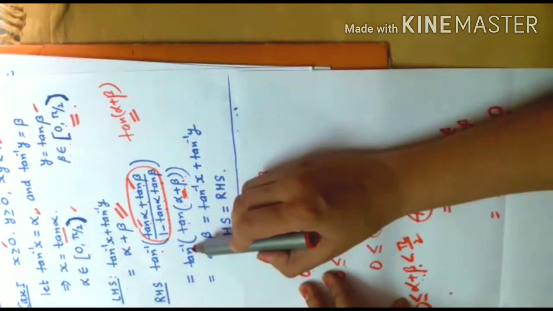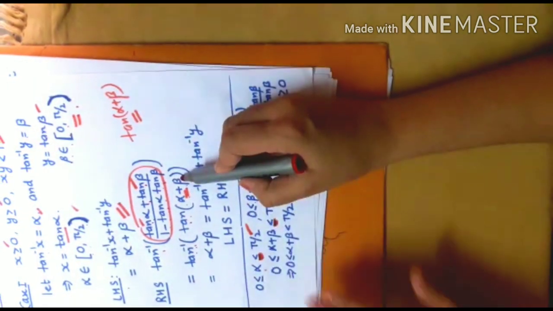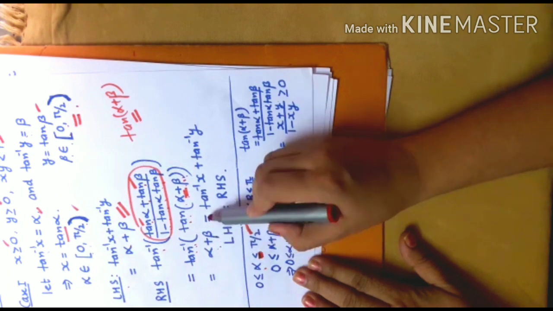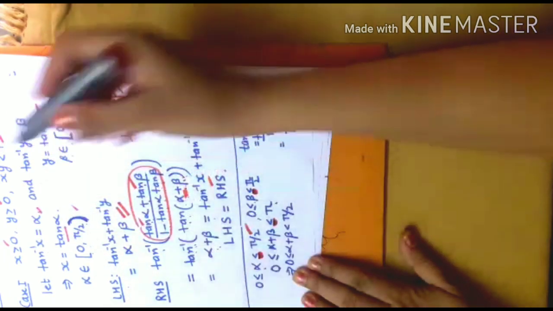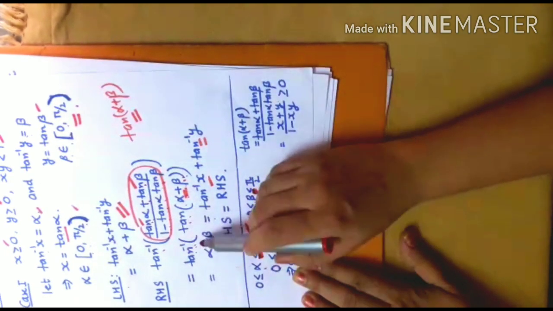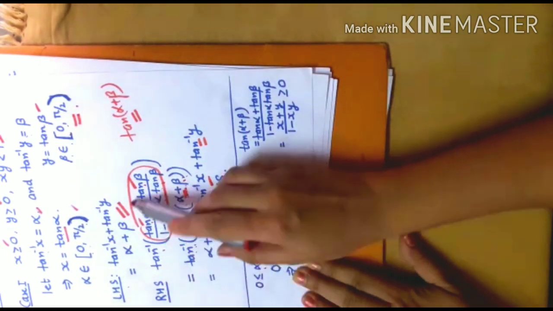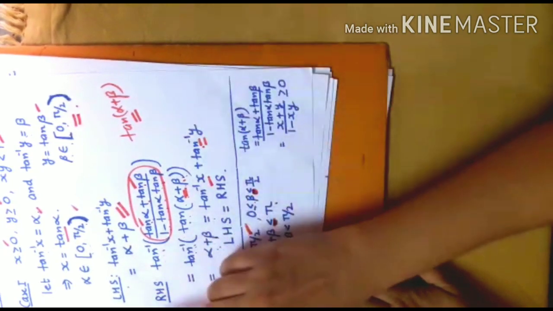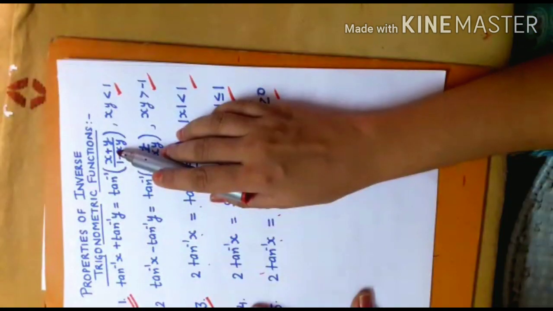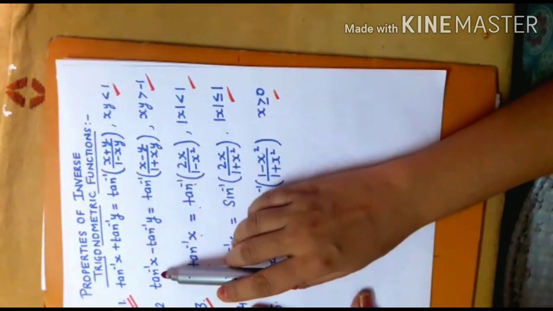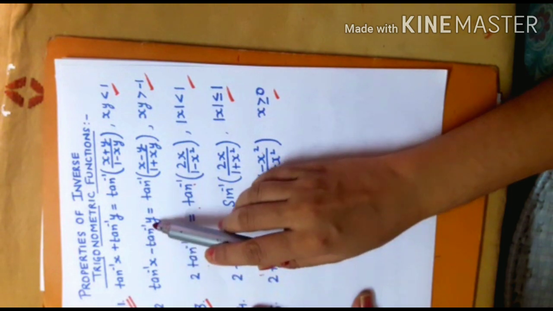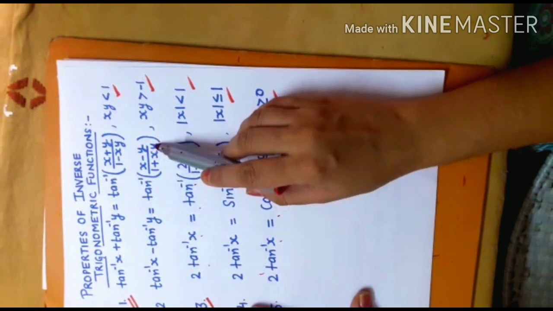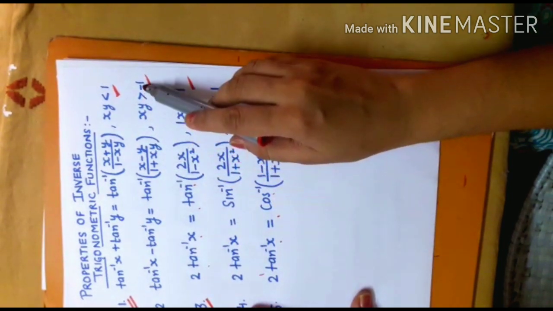So tan inverse of tan (alpha plus beta) will be equal to alpha plus beta. So alpha is your tan inverse x and beta is your tan inverse y. So I have got RHS equal to tan inverse x plus tan inverse y, which is equal to your left hand side. Shown this result. On similar lines, you can prove that tan inverse x minus tan inverse y is equal to tan inverse of (x minus y) over (1 plus xy) when xy is greater than minus 1.